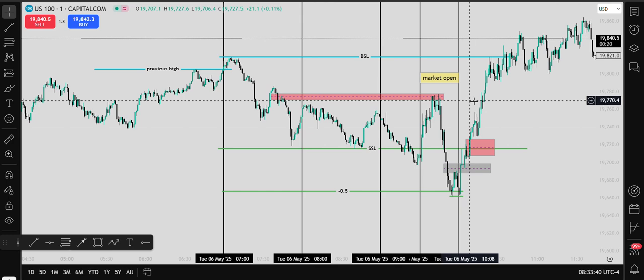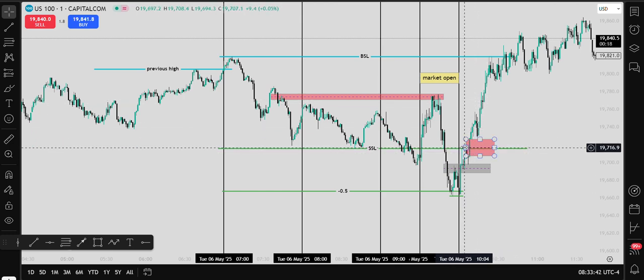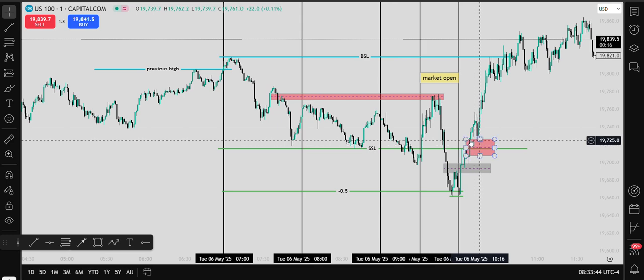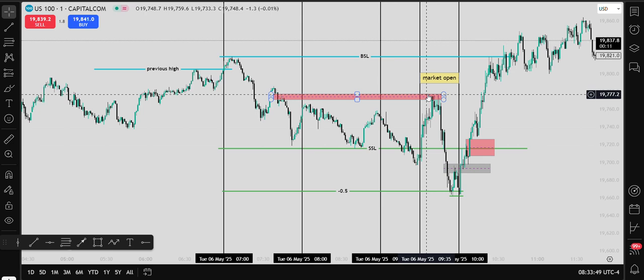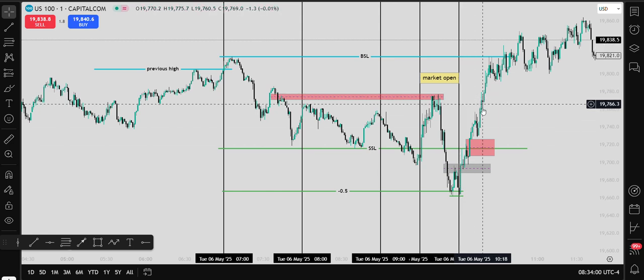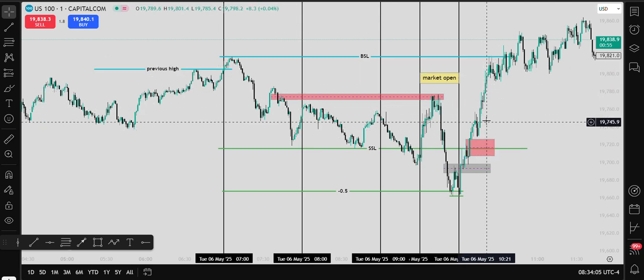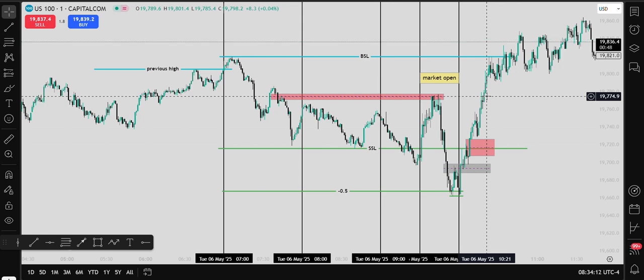And for instance, if we had entered right here with this second fair value, we could have just taken our partial profits or all our profits right above this high that was created at the market open, and still it would have been a profitable trade. So it's not about getting the home run, but knowing where exactly the market is trying to go. And we ride with the big fish.